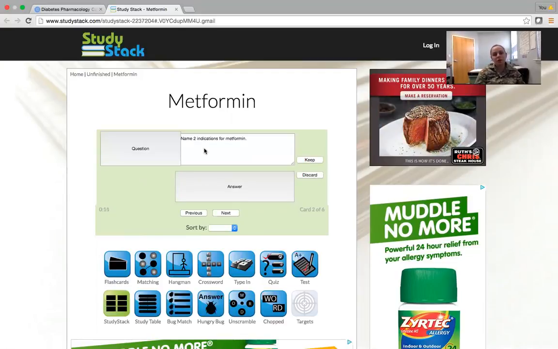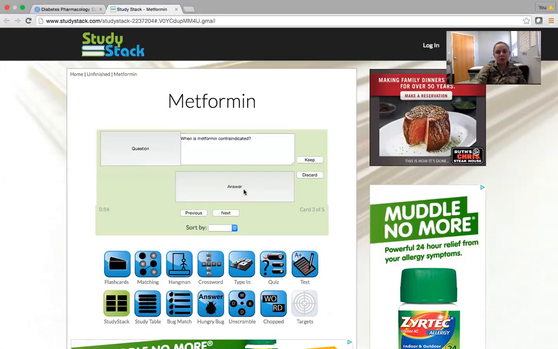So now question, name 2 indications for metformin. Click answer, and then you'll get that it's type 2 diabetes, and polycystic ovarian syndrome is another indication. So we got that right, so we're going to discard this. Next question is the mechanism of action of metformin. Well, let's say we got this one wrong, but just so you know, the answer is it does decrease hyperglycemia by inhibiting hepatic gluconeogenesis, and it also increases insulin sensitivity at the muscle level by activating AMP kinase. So we'll keep that one.